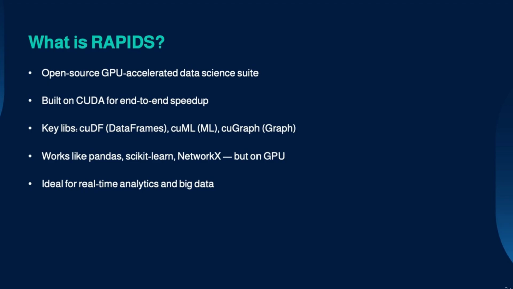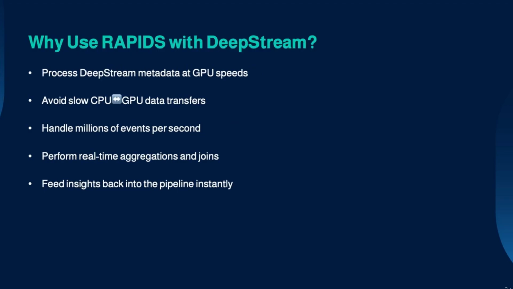For AI pipelines, RAPIDS means you can process and analyze data as fast as you can generate it. When DeepStream produces metadata, like object detections, timestamps, and classifications, you want to process that information without bottlenecks. By using RAPIDS on the same GPU as DeepStream, you avoid costly CPU-GPU transfers and can run analytics at streaming speeds. This lets you handle millions of events per second, perform complex joins and aggregations, and feed the results right back into your AI pipeline, triggering decisions in milliseconds instead of seconds or minutes.